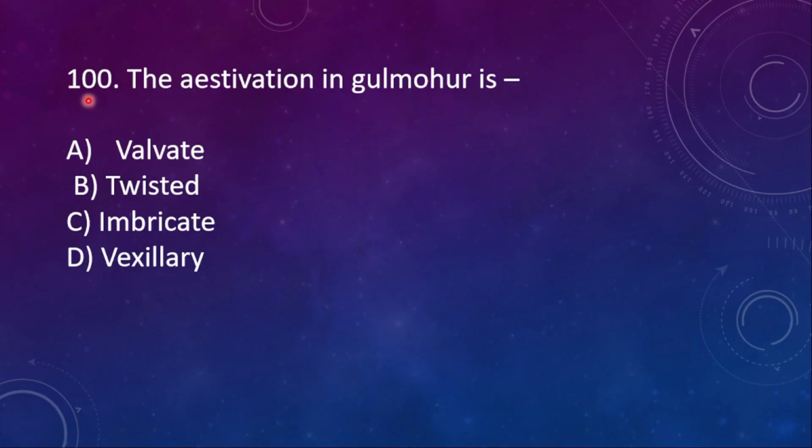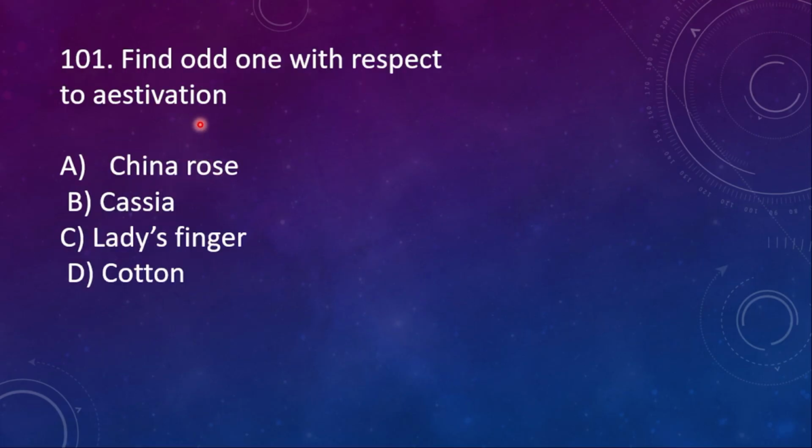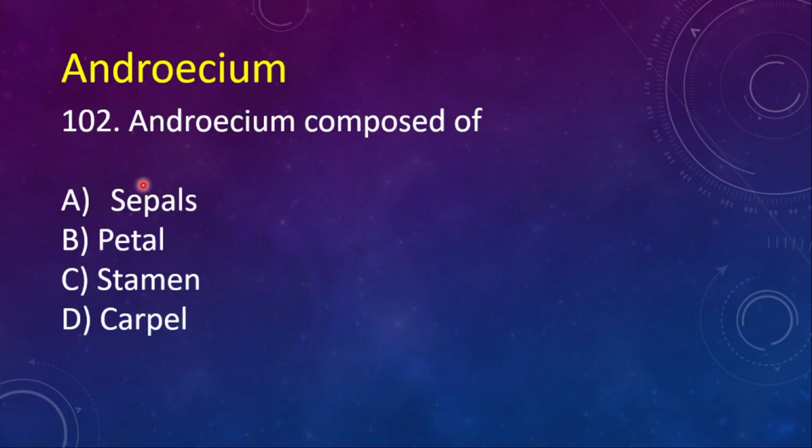Century question, 100th one. The aestivation in Gulmohar is option A, valvate, B, twisted, C, imbricate, D, vexillary, and the option is imbricate. 101. Find the odd one with respect to aestivation. A, China rose, B, cassia, C, lady's finger, D, cotton. Option A, here the right option is option B, cassia.